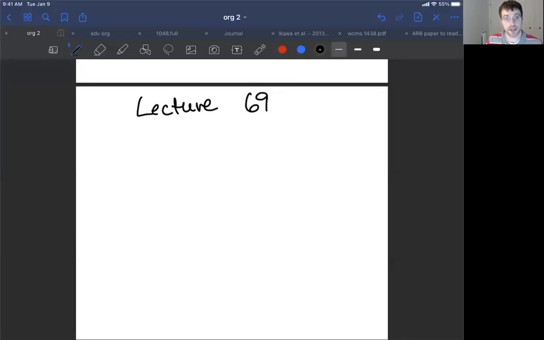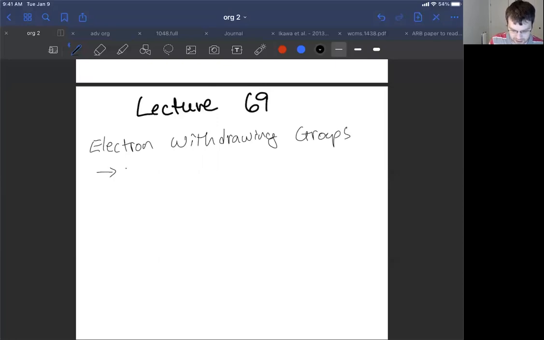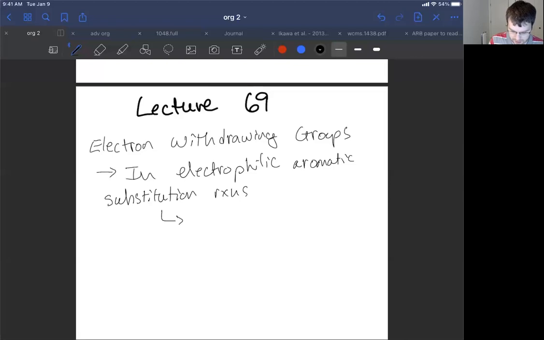So in this lecture, I want to go through electron withdrawing groups. And how I want to frame this is making the best of a bad situation. And that's really, to be fair, an EAS, or electrophilic aromatic substitution reaction. So in electrophilic aromatic substitution reactions, they make the best of a bad situation.